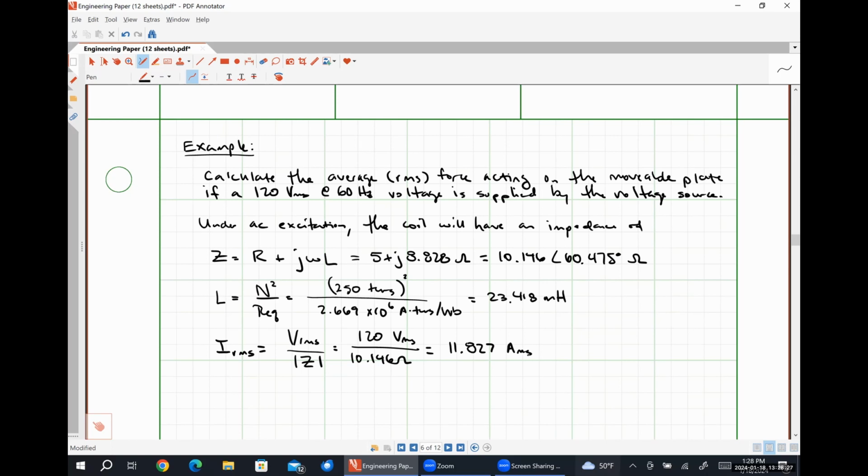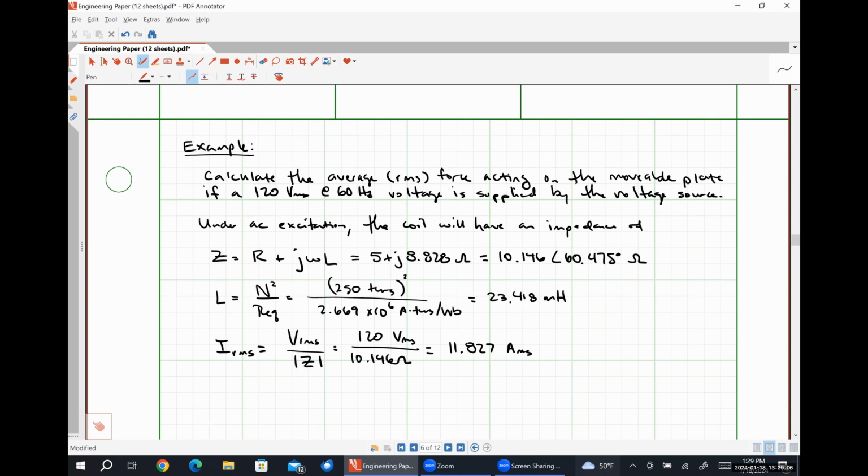So if I'm not mistaken, earlier we wound up having something like, I think it was in the ballpark of 25 amps flowing in our coil. By applying an AC voltage, we actually see that our current is reduced to a little less than half of what it was previously. So since our current is smaller, we should expect to see that the B field in our relay is also smaller, right?